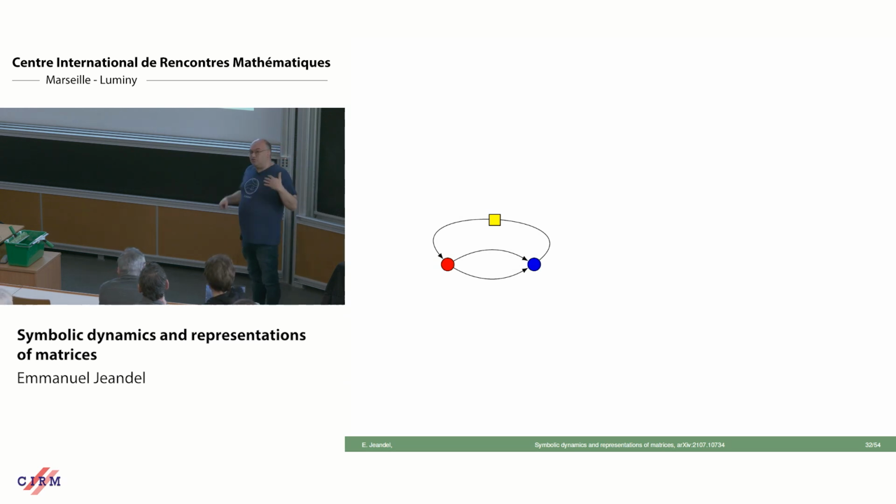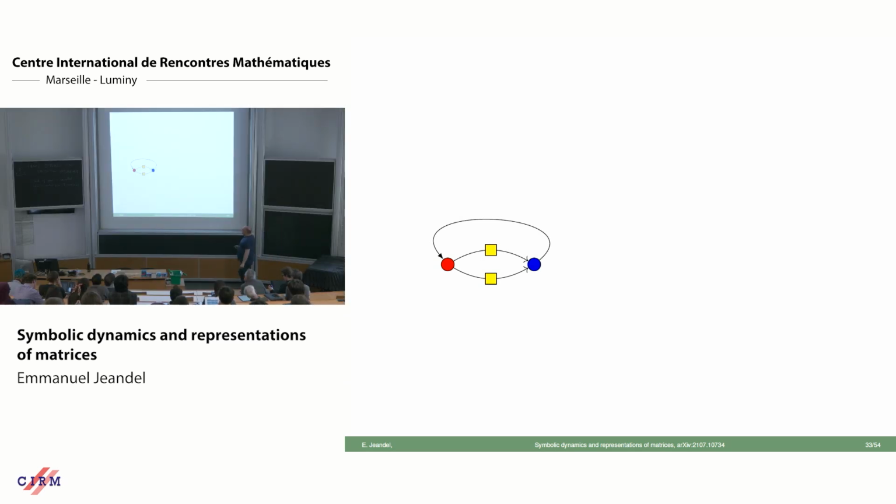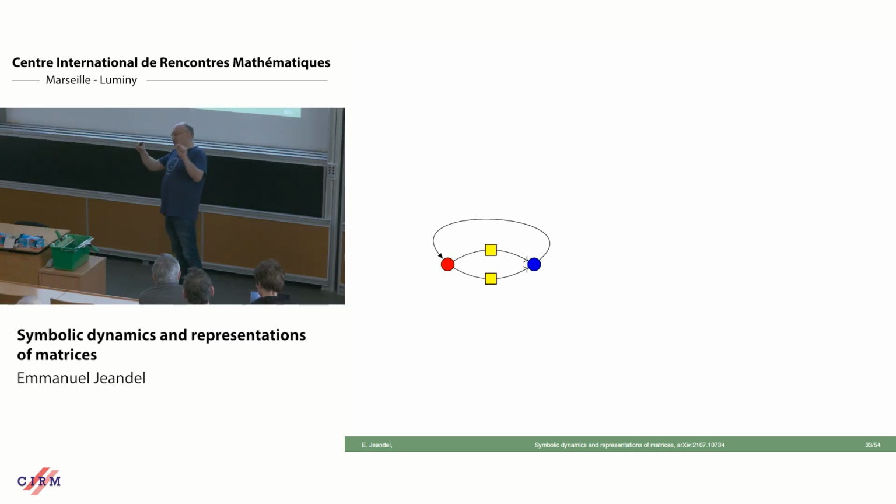Okay, and now I want to change things to obtain some other matrices. So the first thing I will do is say that the square is not at the good position. So I will put it there. And then I say, okay, I don't really care about where the symbols are because I have loops everywhere. I will reorder the things so that the blue node is before the red node.